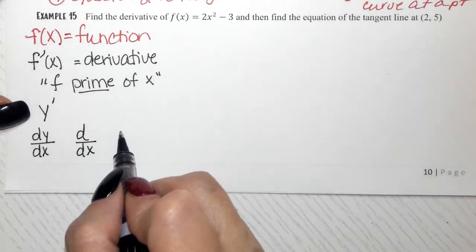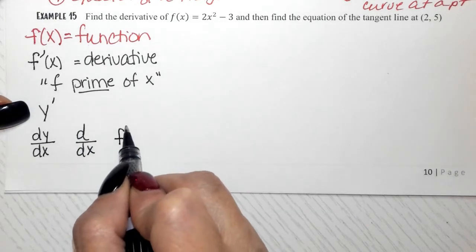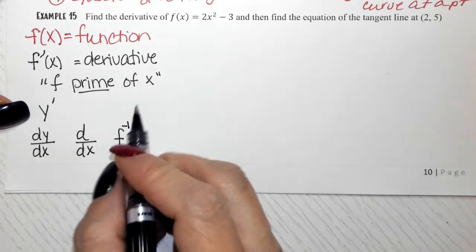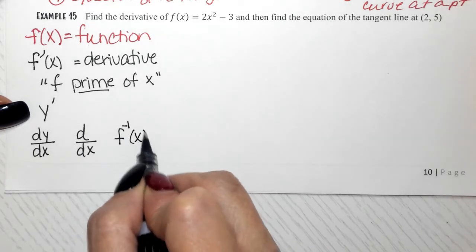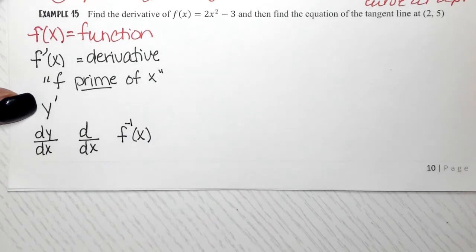There is one other way that you might see it. It is f with a little -1 up there of x. That is not f inverse. That's the derivative. Read the context of the problem to know which way they're asking it.